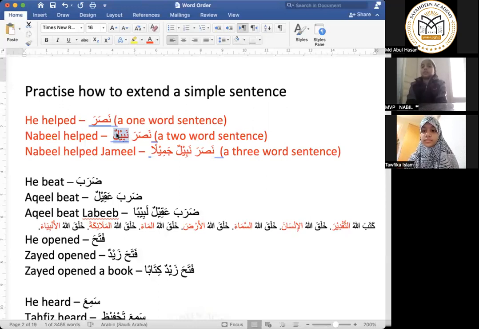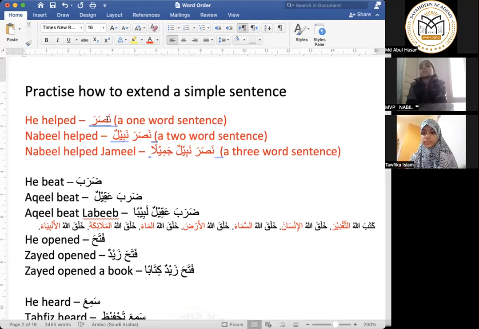Now the meaning is Nabil helped. When you have Nasara, it means he helped. Now you added another word. Now it's a two-word sentence. It means Nabil helped. Now, if you want to make it even longer, then you add another word. So Nasara Nabilun Jamilan. The third word is Jamil, which means Nabil helped Jamil. Nasara Nabilun Jamilan, Nabil helped Jamil. Now it's a three-word sentence.